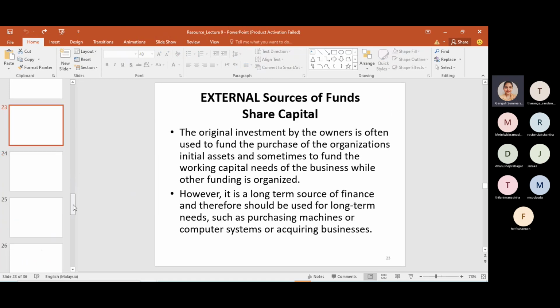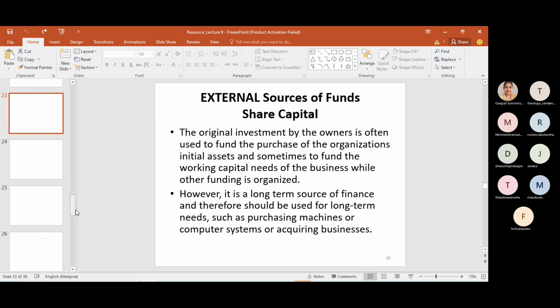Okay, so I told you that share capital is the money that is put into the company by the investors when you first start a new company or a new business, right? Whatever money you get from your investors can be used to purchase the organization's initial assets.